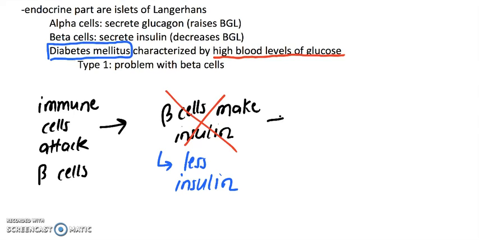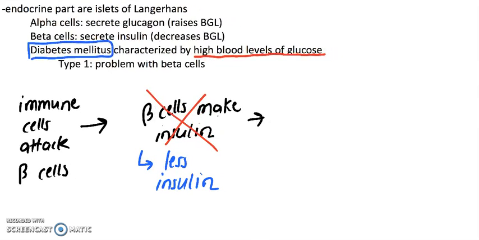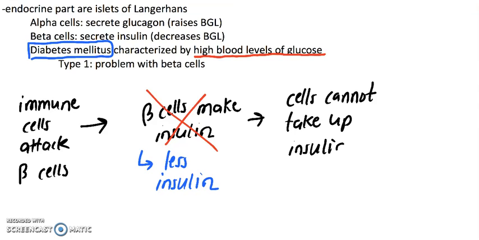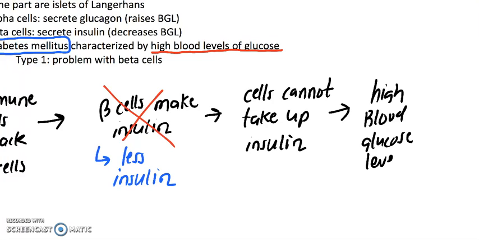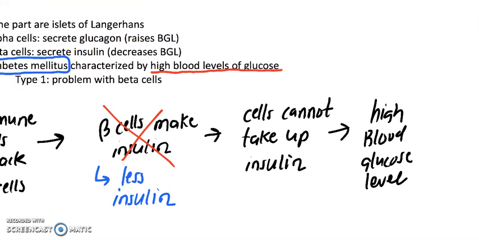What happens here is our cells cannot take up glucose. They need this command from insulin to take it up. Without the command, they can't. So this basically translates to a continuously and dangerously high blood glucose level.